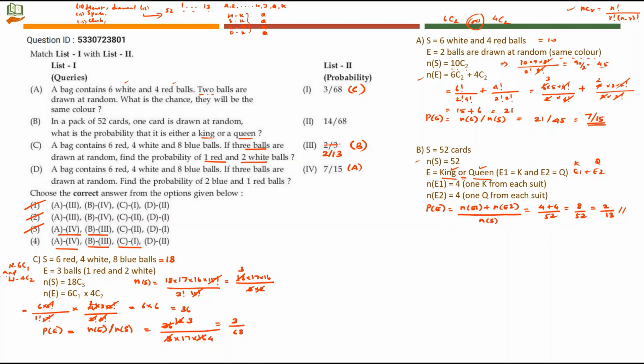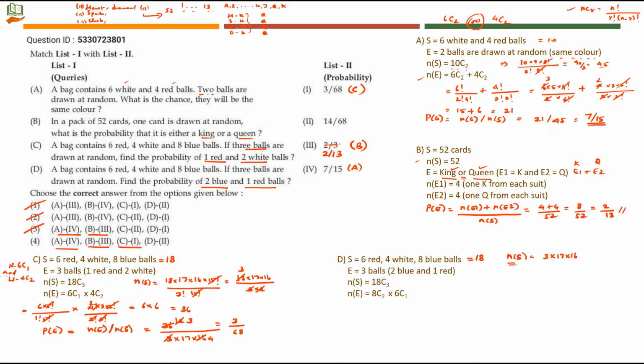Now we will go for D. A bag contains 6 red, 4 white and 8 blue balls, the same count. If 3 balls are drawn at random, find the probability of 2 blue and 1 red ball. So we will go with the same n of s. So there are totally 18 balls and so we know the n of s value will be 3 into 17 into 16 finally. We are not multiplying this, we just keep it as it is. What is the event here? 3 balls are drawn, 2 are blue and 1 is red. What about n of e?